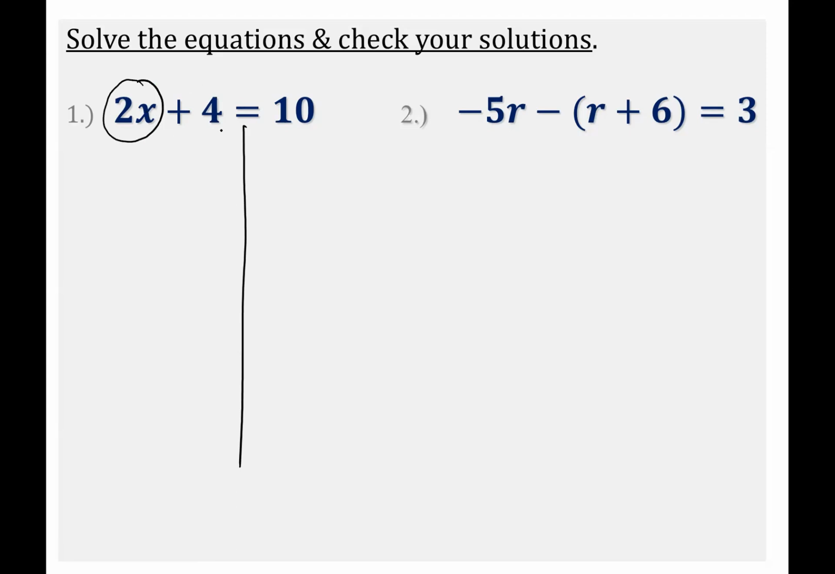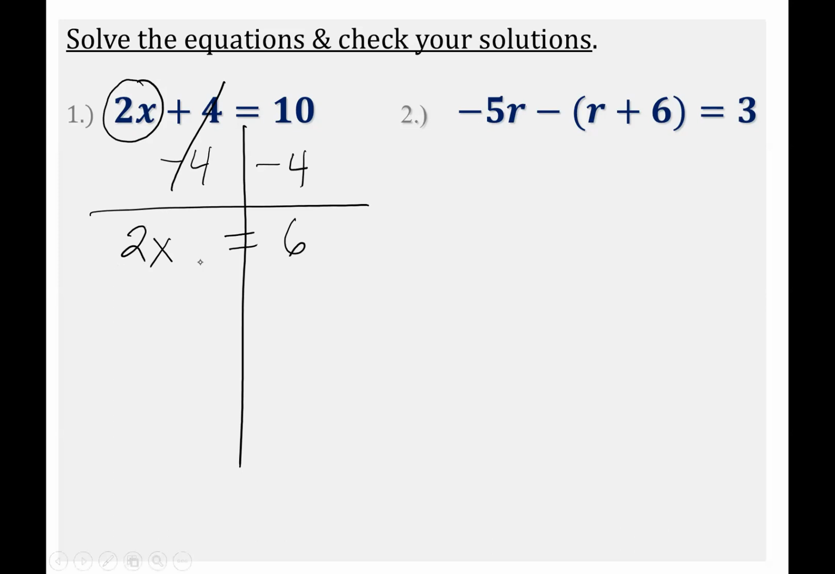So the first thing I'm going to do is get rid of this plus 4. The opposite of plus 4 is minus 4. So here we go. Here's our first step, minus 4 on both sides. Plus 4 minus 4, that cancels out. So here's what we're left with, 2x, that's all that's there on the left side, and then equals, on the right side, 10 minus 4 is 6. So I have 2x equals 6.